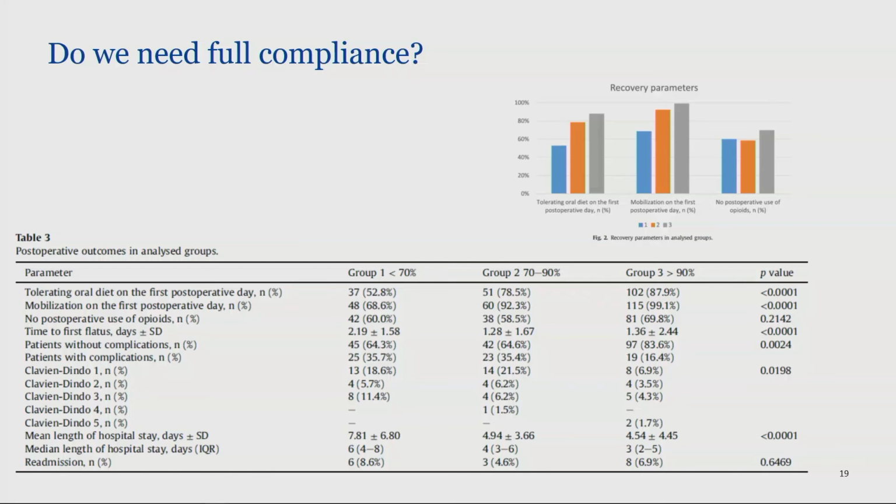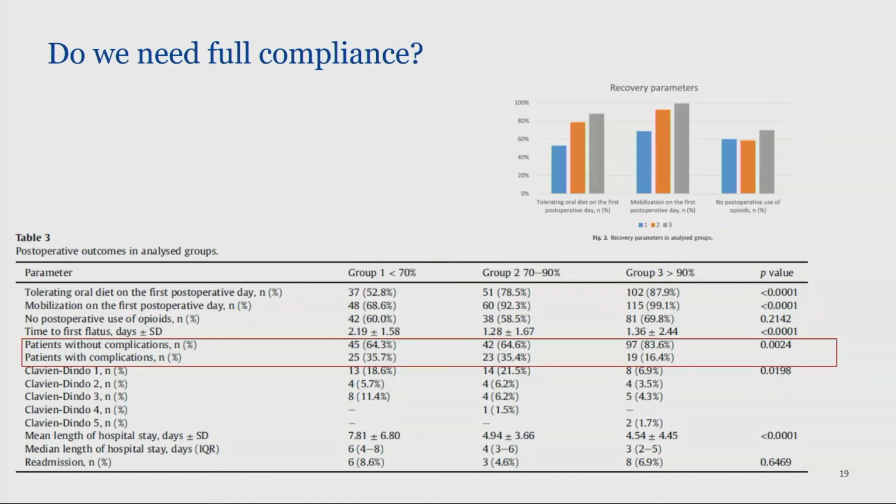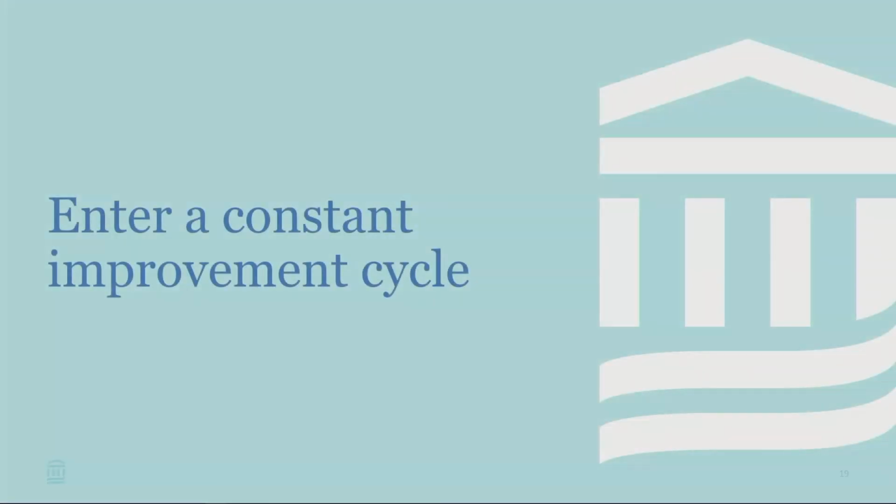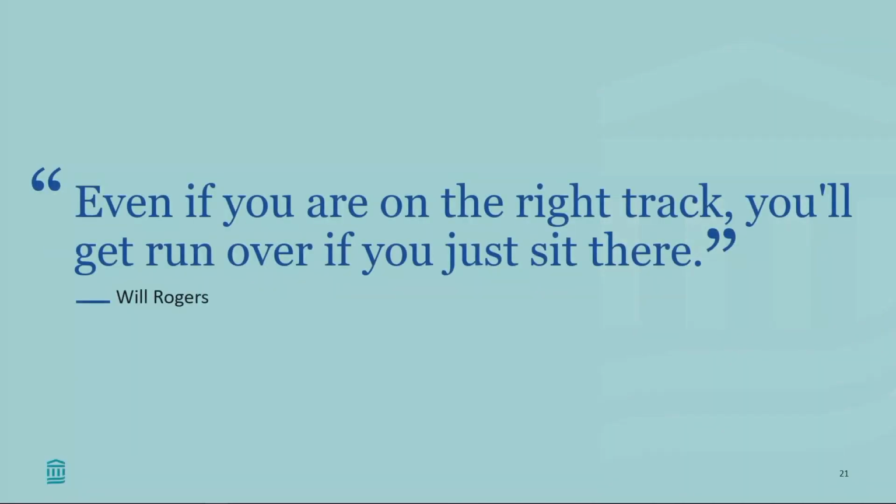And again, compliance is always a funny thing because sometimes we're measuring both an outcome and a process measure at the same time. So for instance, mobilizing on the first day of surgery, well, it's both, in the sense that it's good for the quality of the patient's recovery, but it's also one of the metrics that we use to be following the pathway. And the biggest thing they found was that the complications really went down when you got to that greater than 90% group. So then you want to enter a constant improvement cycle when it comes to compliance. You can't just sit still and assume that your ERAS program is going to take care of itself.